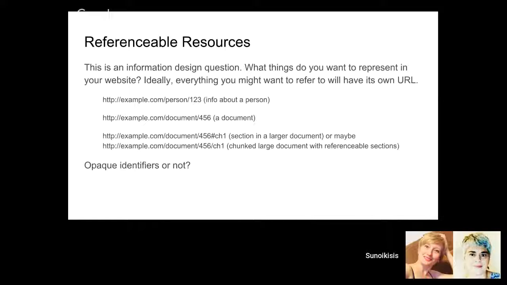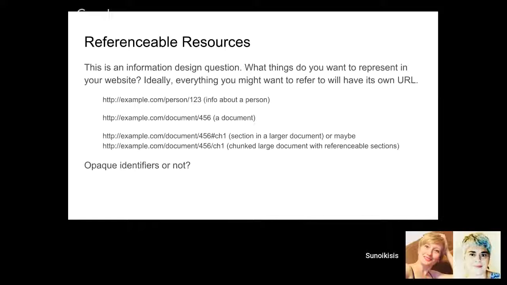Could be dates, could be types of material, or types of object. All of these things, if you want them to be citable, all of these things should have their own identifiers, and those should be web identifiers. They should be HTTP or HTTPS URIs.